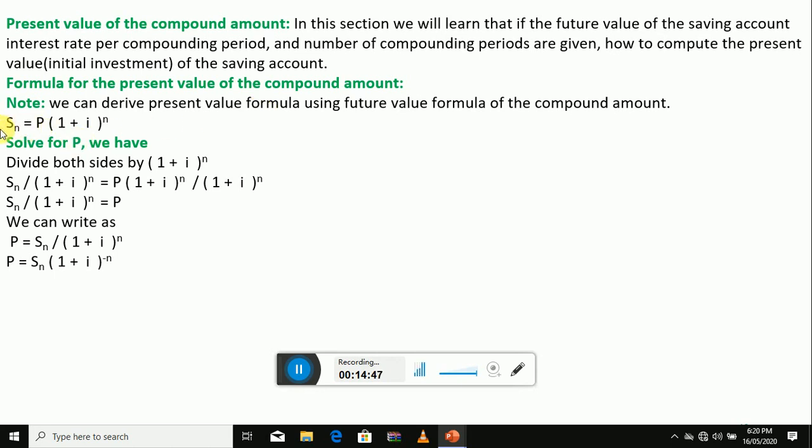So we are using the future value formula Sn is equal to P into (1 plus i) raised to the power n.